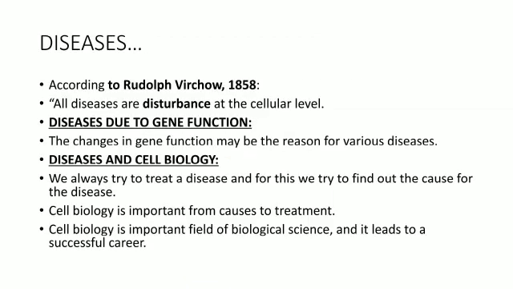So dear students, the next topic is about diseases. Basically, according to Rudolf Virchow in 1858, any disturbance in our body is known as a disease, or all diseases are disturbances at the cellular level. For example, if there is any kind of disturbance in our body at the cellular level, meaning at the cell level, so if there is any kind of disturbance in any one kind of cell in our body, it means that we are having some kind of disease.